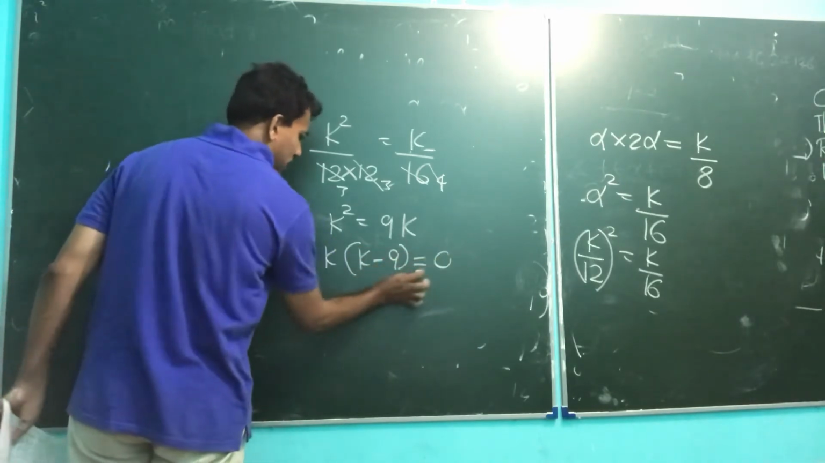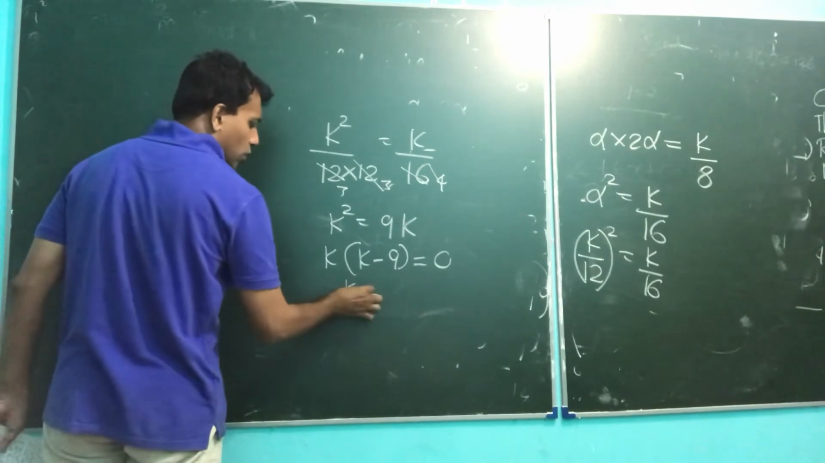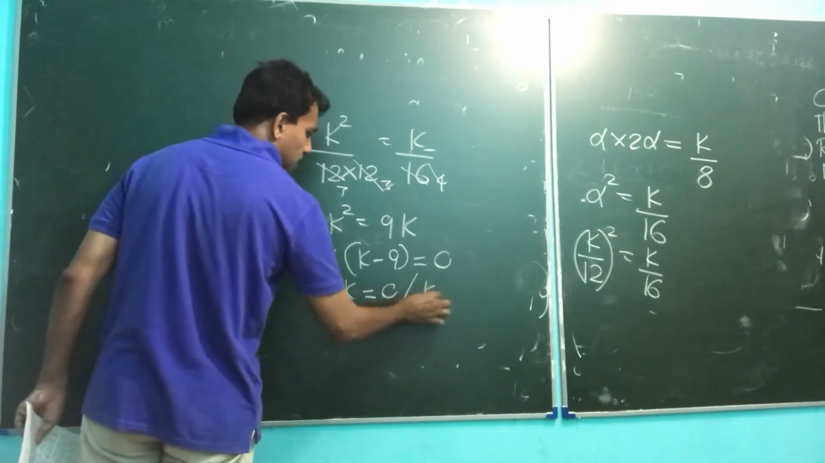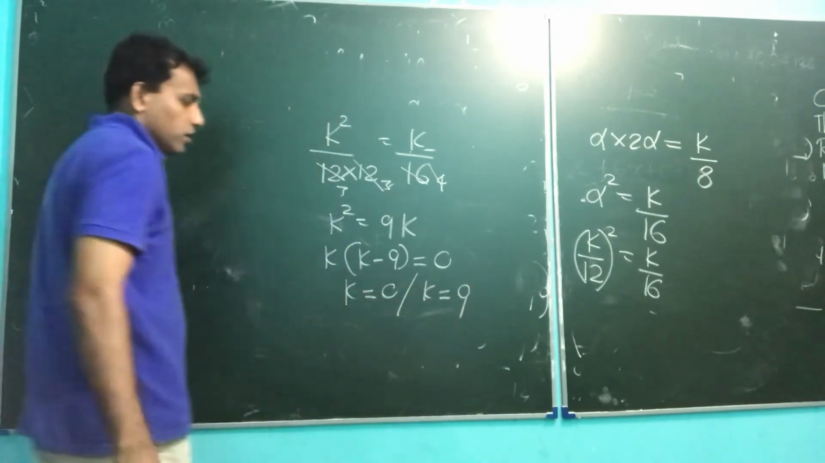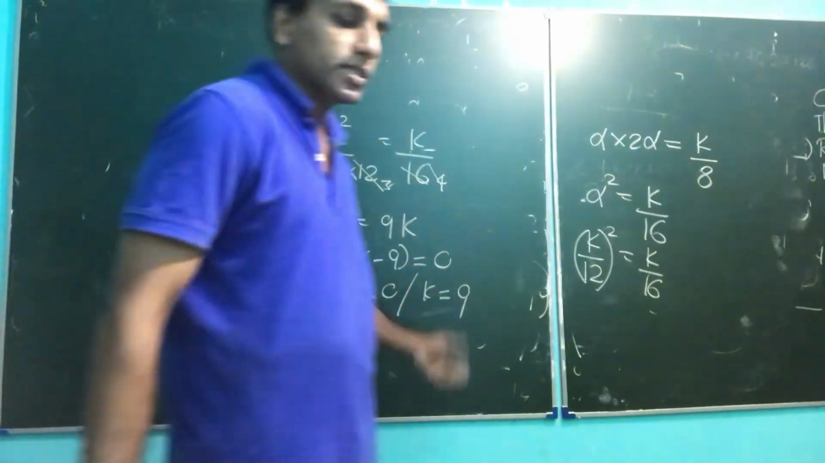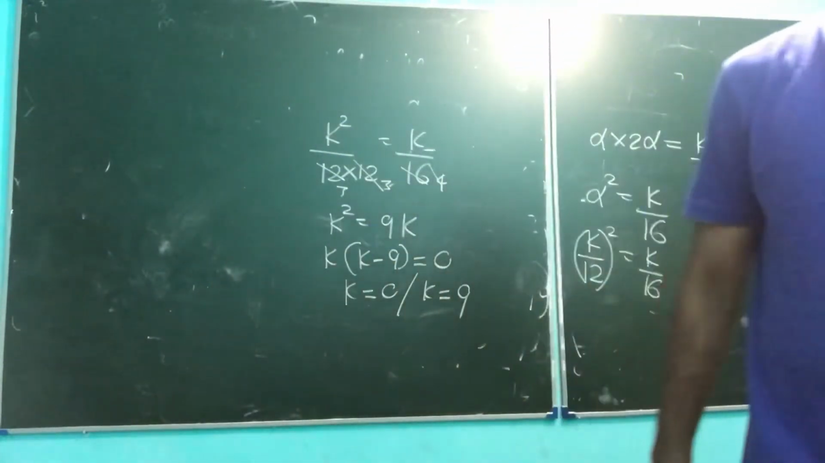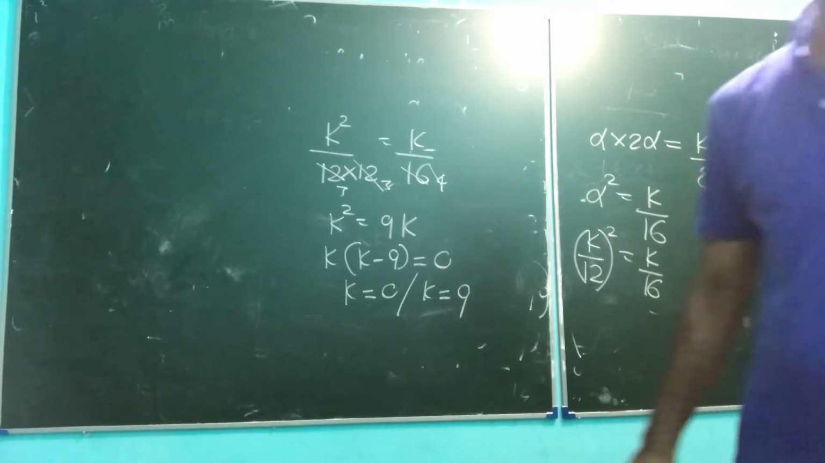It's like oral mathematics here. k is 0. Is it okay? k is 9. If there is any problem, tell me. If anything is wrong, correct me. I think that's the answer. k is 0, k is 9, right?